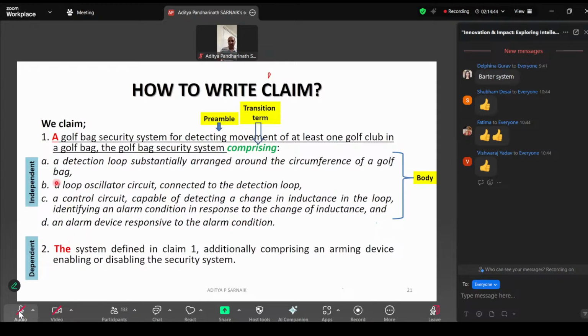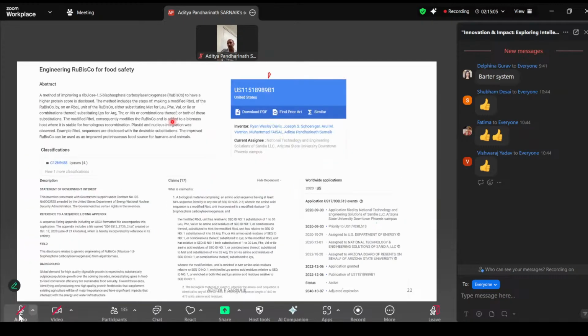Now, when I write in the second part of the claim, "the system defined in claim one," that means this second claim is dependent on the first claim. So that becomes a dependent claim. So understand the difference between an independent claim and a dependent claim, the two types of claims. You can have multiple such claims. This is the patent which I got. This is my patent, so you can see my name.